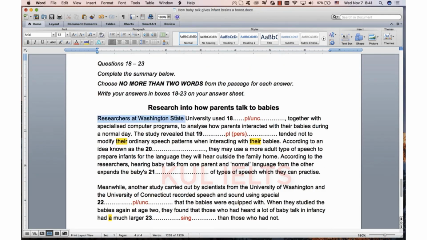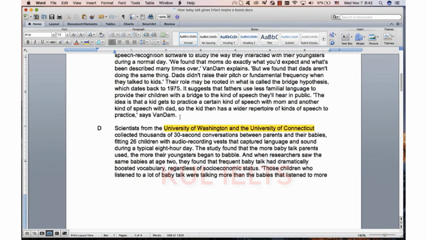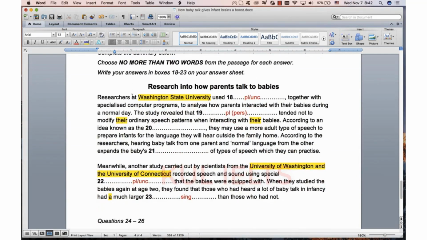Then you're going to find that and that, which is quite straightforward. That's over there and that's over there. So we're very confident that it's paragraphs C and D. Then we can just get into it.